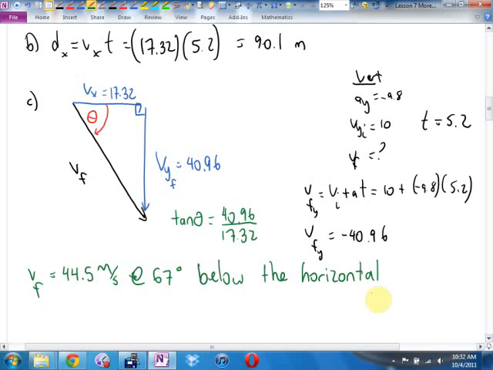Would it be wrong if you put negative 44.5? See, I would argue negative usually means straight down. I probably wouldn't take marks off, but a negative never popped up. The negative is implied with the 67 degrees below the horizontal. Is that a question, Kara, or a stretch? Can you make it? Sure. Okay.